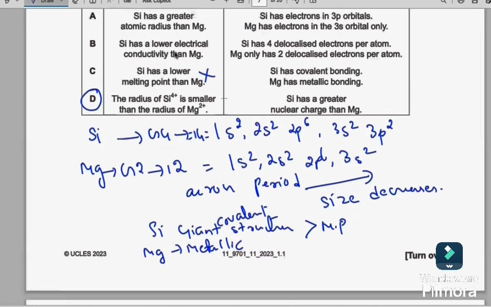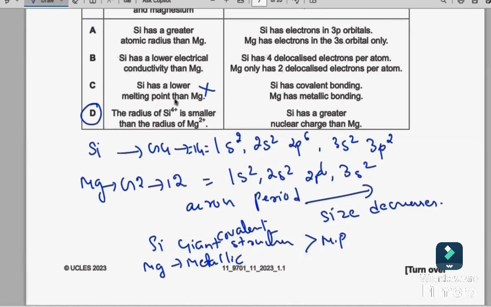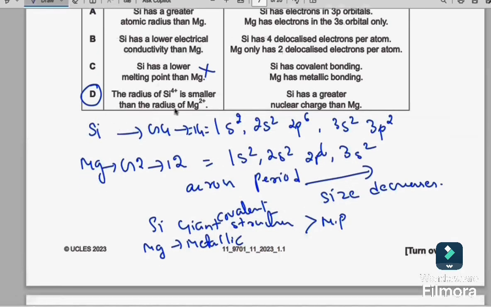And silicon has a lower conductivity than magnesium. Silicon has 4 delocalized electrons per atom. Magnesium only has 2 delocalized electrons. The best option which suits here is option D.